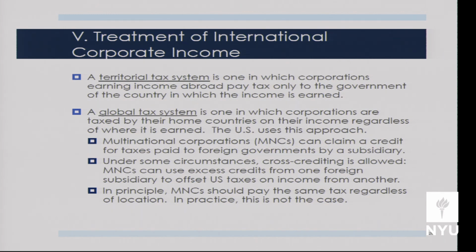So when we think of taxing international income, we can tax it in one of two ways. There are two broad sets of systems. One is a territorial tax system, in which a corporation earning income abroad pays tax to the government of the country in which the income is earned. So each country, you earn income there, you pay taxes there. It sounds simple. It's a little more complicated than that simple sentence, right?